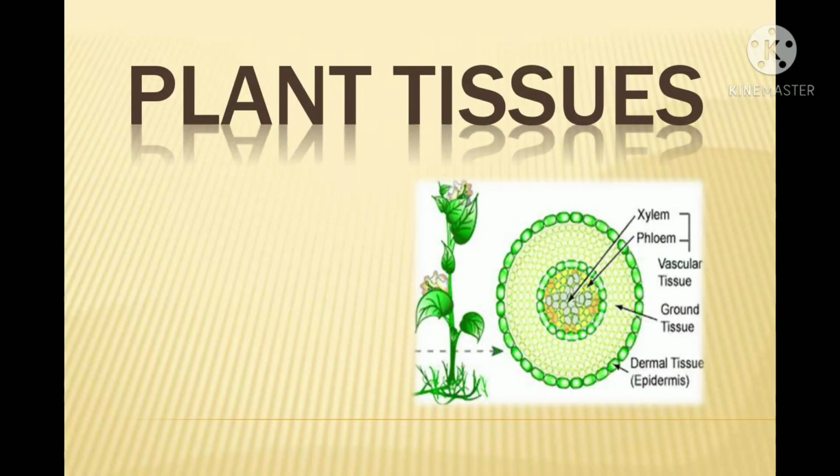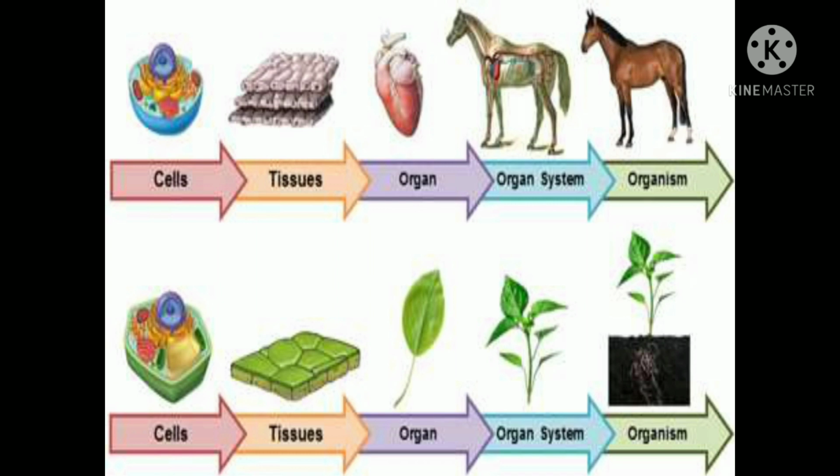So in regular classes, we were discussing the chapter Tissue, so we'll continue with that. Today we will discuss only the plant tissues, the first part of the chapter. If you remember, cells in an organism are clubbed together to perform certain functions. If they are all the same and performing the same function, we call them tissues, and they have common functions.